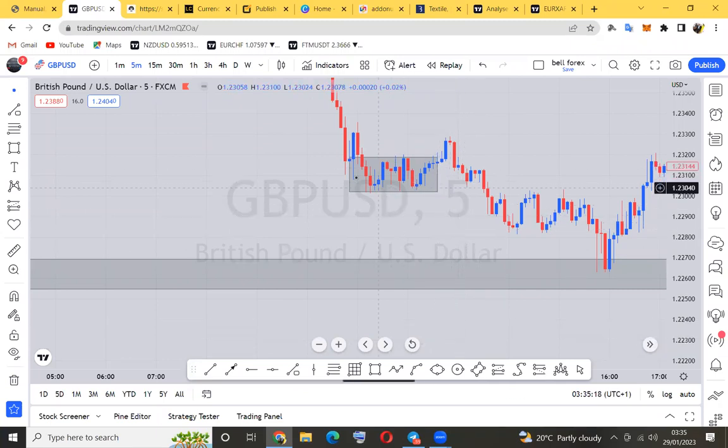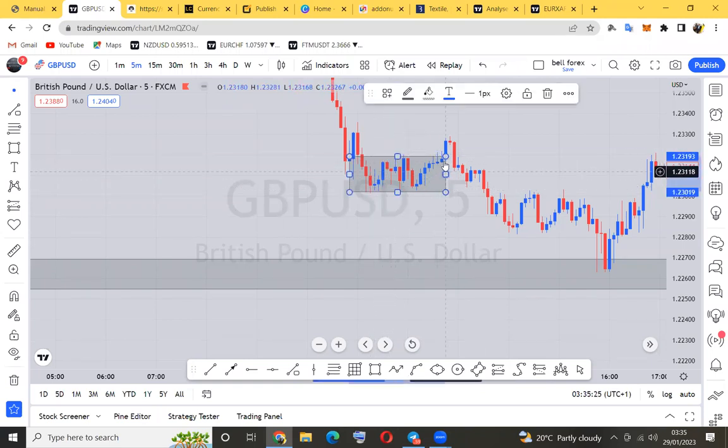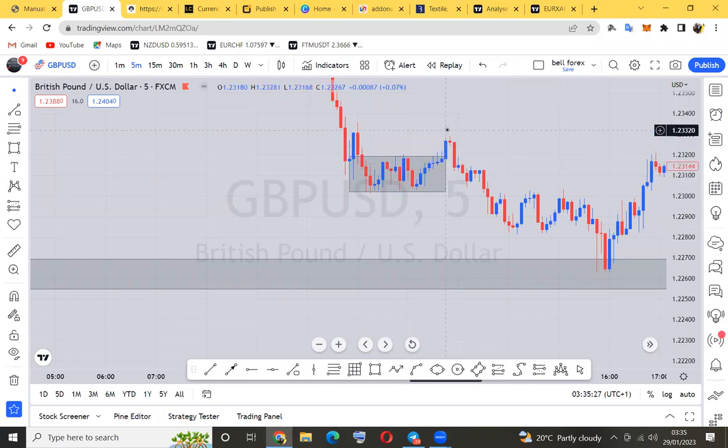So what happens? They create a consolidatory box as if the market wants to buy, as if the market wants to sell. Then they break the box with a very healthy candle to the top. So when you are looking at this, you feel like, wow, this market is about to buy.